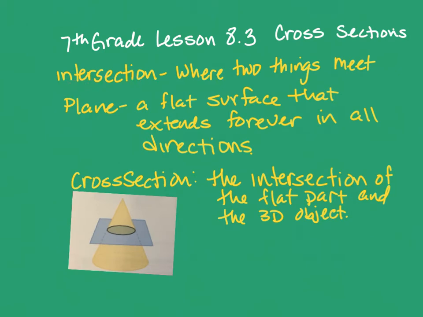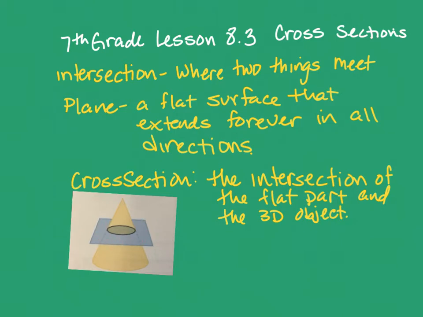Well, it's where 2 things meet, and you know that already, so that's not a new word to you. A plane, in this case, is spelled the same way as airplane, but they don't mean an airplane. A plane, in terms of geometry, is a flat surface that extends forever in all directions. And this blue square in your book on all of these is representative of that flat plane.